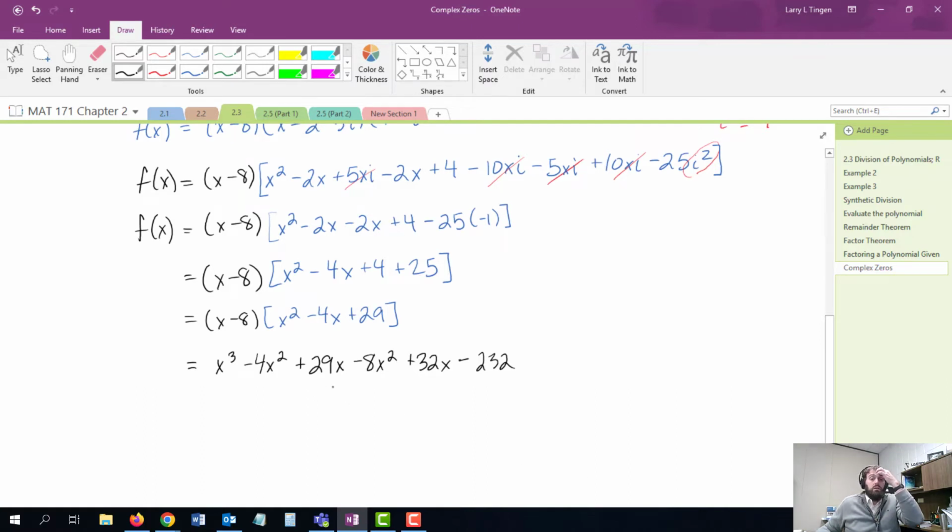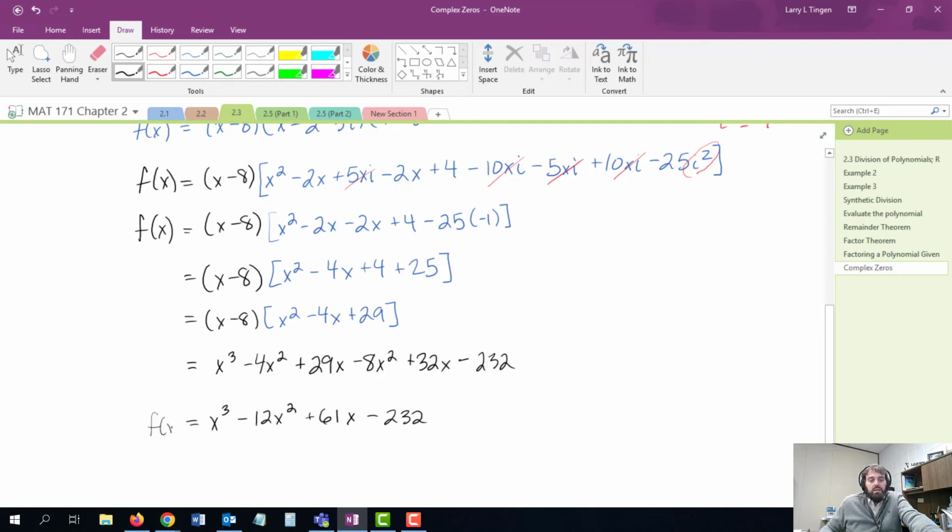All right. So any like terms in here? There's no x cubes to combine, but I do have some x squared terms. Negative 4x squared minus 8 more gives me negative 12x squared. 29x plus 32 more is 61x. And minus 232.